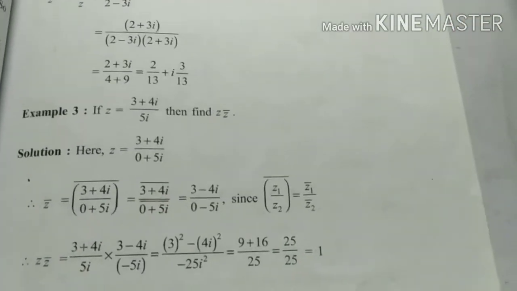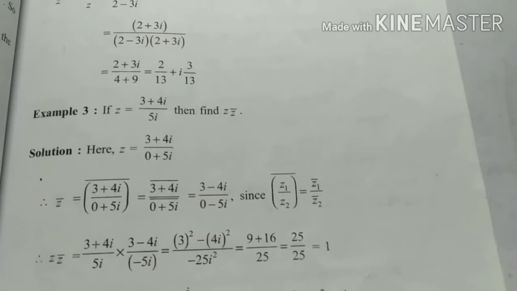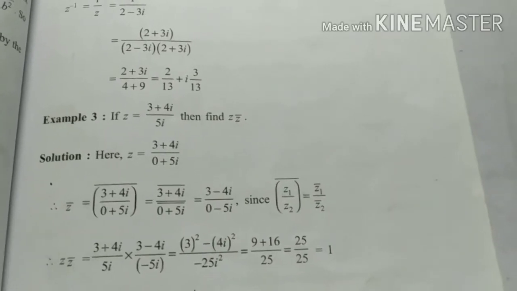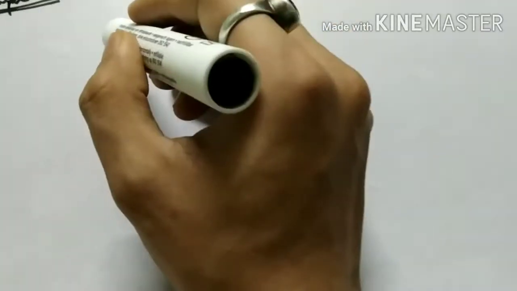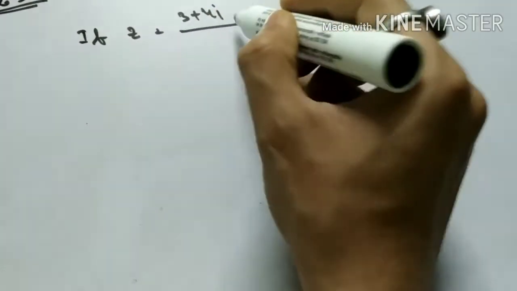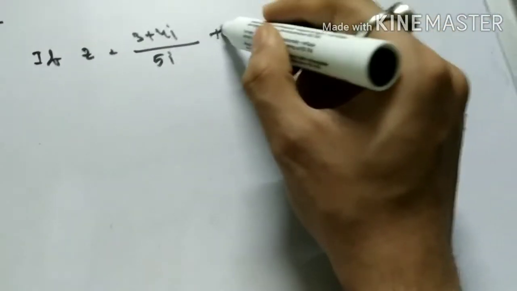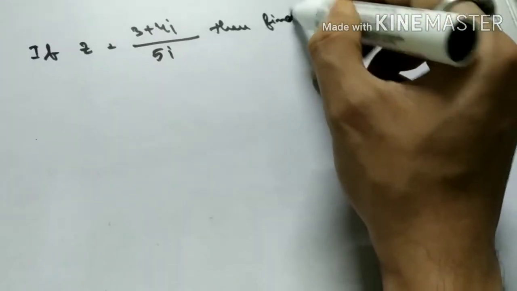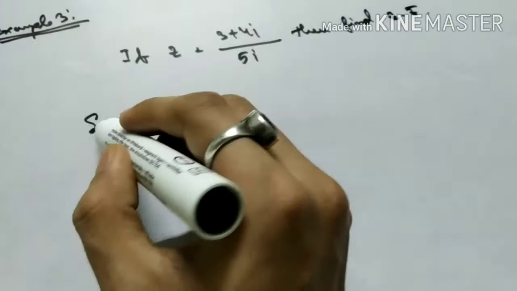So next, again, you see example 3. If you have any doubt regarding any question, please write it in the comment section. Z is equal to 3 plus 4i by 5i, then find Z into Z bar.